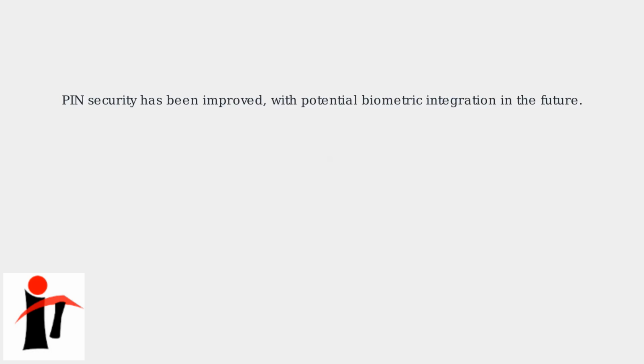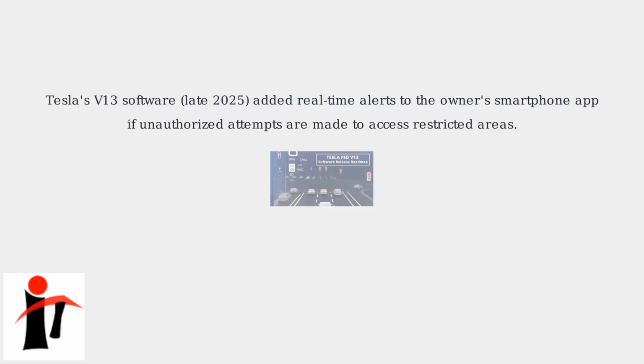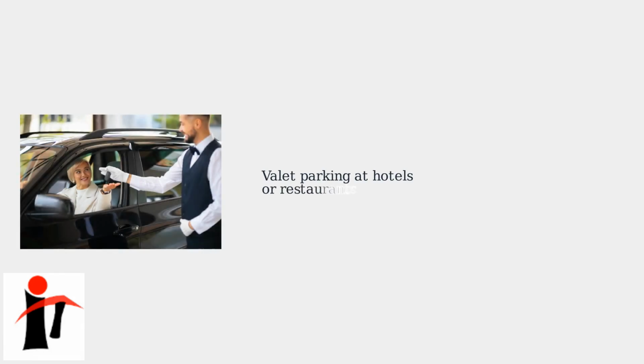PIN security has been improved, with potential biometric integration in the future. Tesla's V13 software, late 2025, added real-time alerts to the owner's smartphone app if unauthorized attempts are made to access restricted areas. Valet Mode is commonly used for valet parking at hotels or restaurants, where you can hand over your Model Y without physical keys.